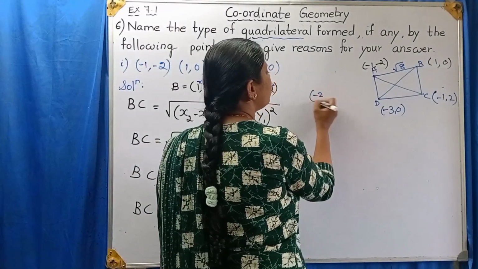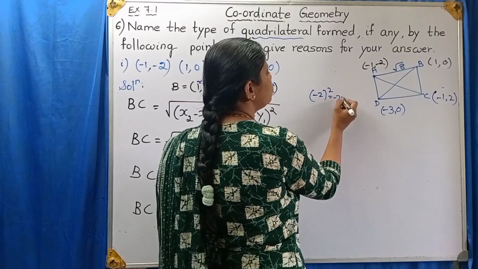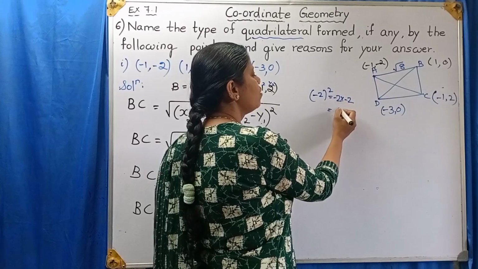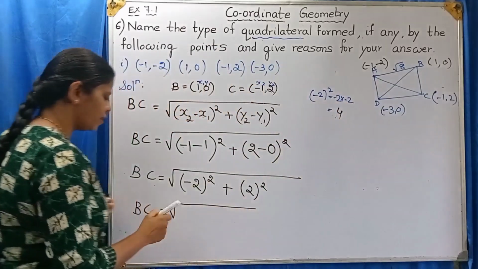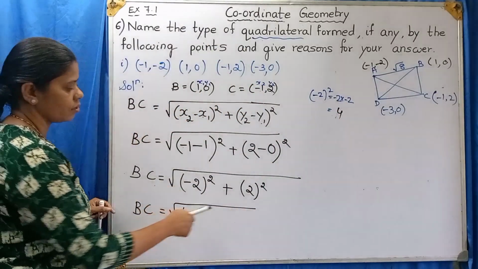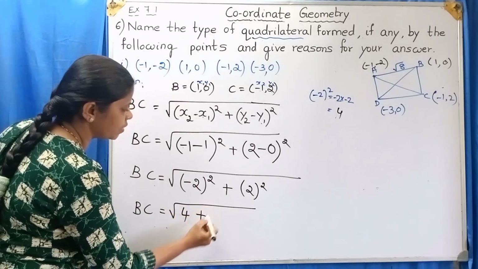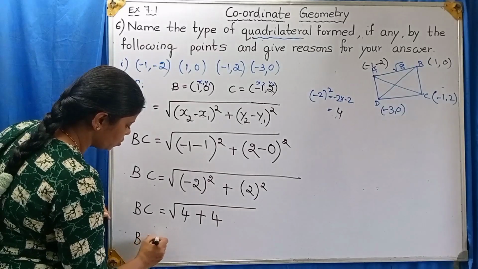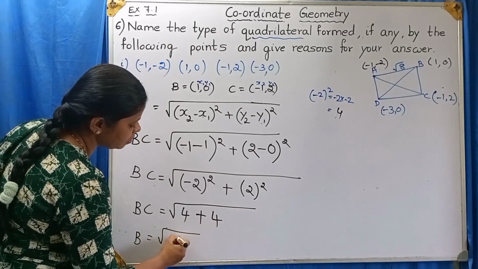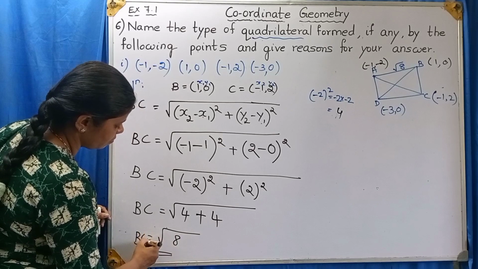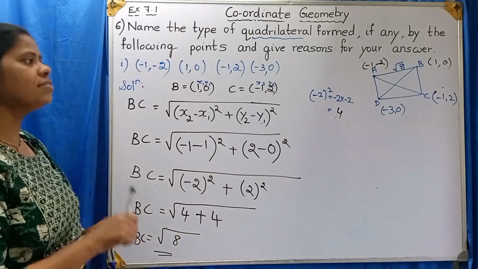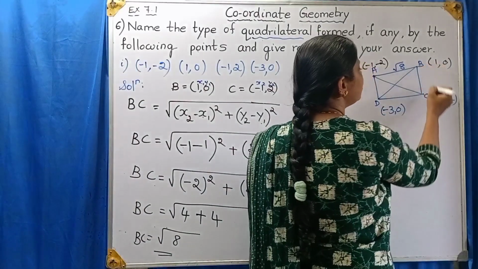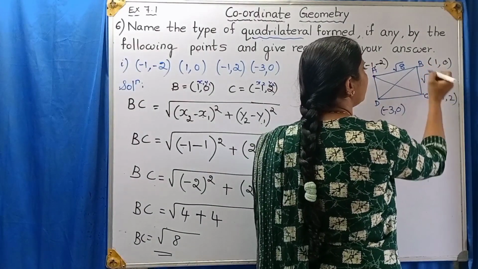See here, minus 2 square is what? Minus 2 into minus 2. Minus into minus is plus. 2 2s are 4. That is plus 4, right? For this plus, let us write plus. 2 square is what? 4. BC is equal to square root of 4 plus 4 is 8. The distance between BC is square root of 8.